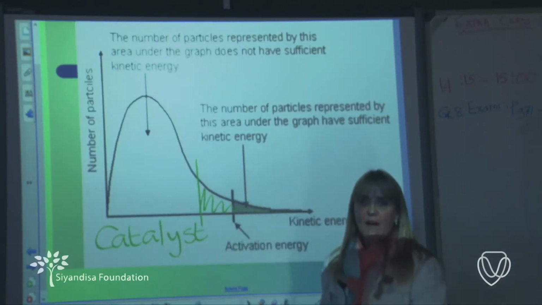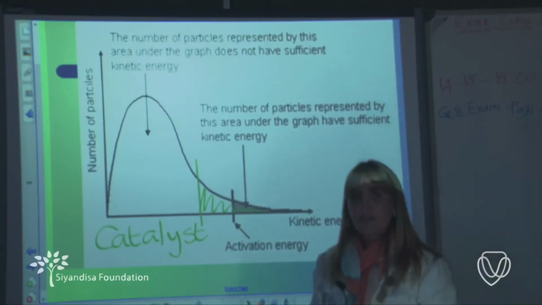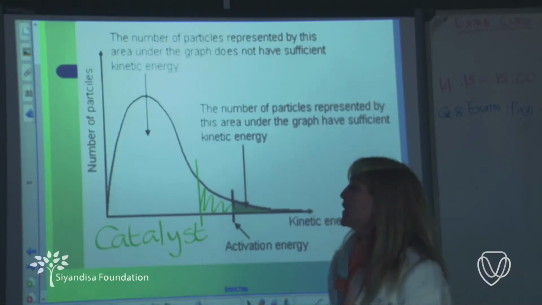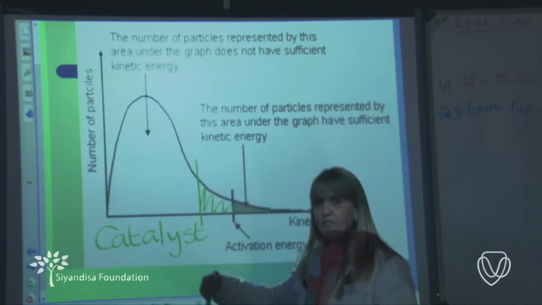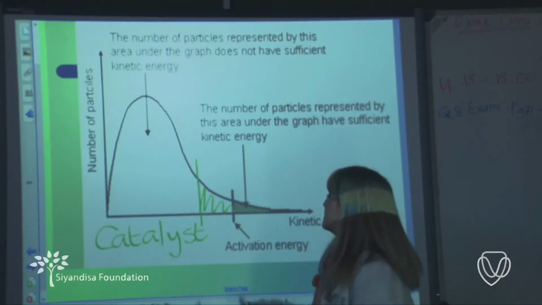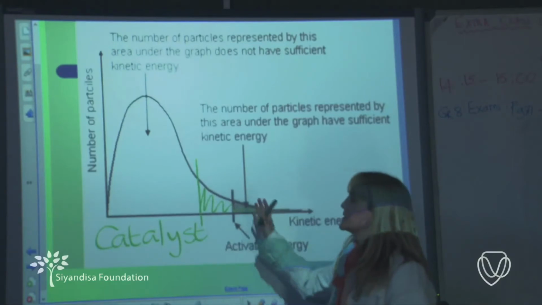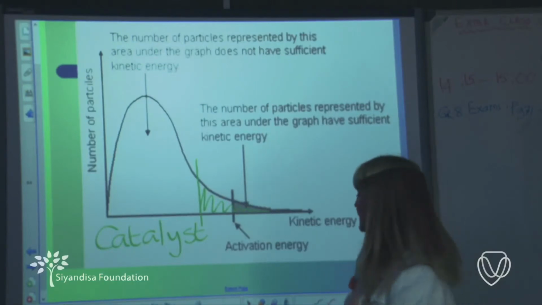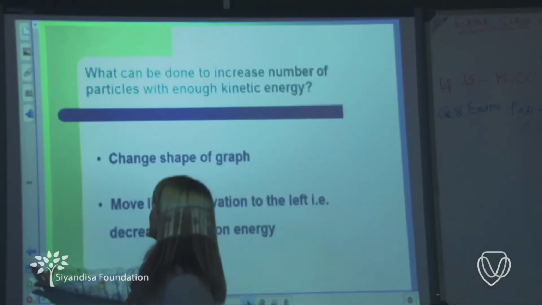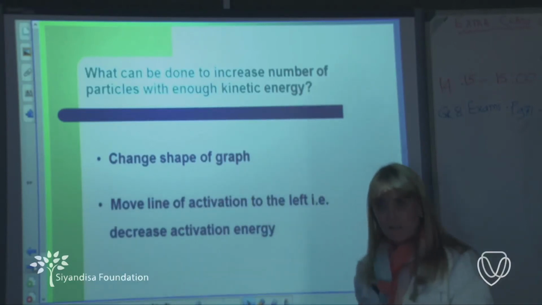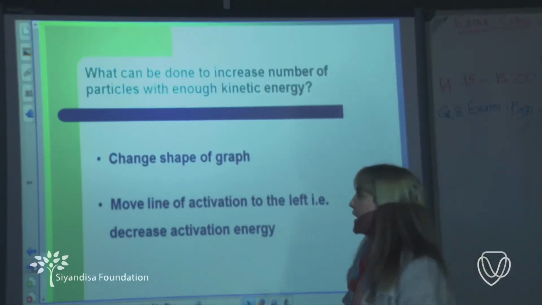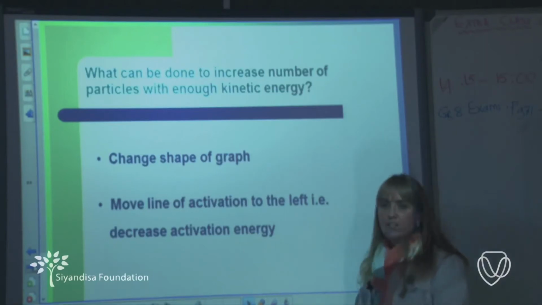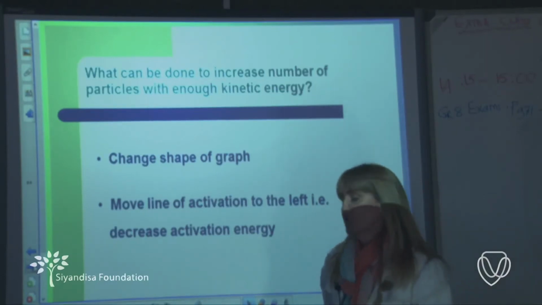Now let's see who can remember from grade 10 and grade 11. What does a catalyst do? A catalyst offers a pathway of lower activation energy. In other words, it lowers the activation energy for a specific chemical reaction. And by lowering the activation energy, more particles have sufficient kinetic energy to take part in the reaction. So those are your two methods of using a Maxwell-Boltzmann curve to change the rate of a chemical reaction: change the shape of the graph by changing temperature, and move the line of activation energy by adding a catalyst to the reaction.